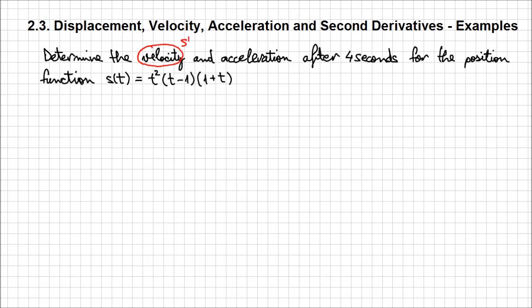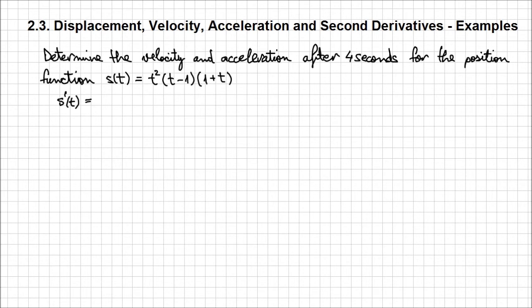We already know from the lesson that velocity is nothing else than the first derivative of the position function, and acceleration is the second derivative of the position function. Or, if you wish, you can consider it the first derivative of the velocity. So, that being known, this problem becomes very simple. We know the relation between these three quantities. Let's go ahead and calculate the first derivative for this position function s of t.